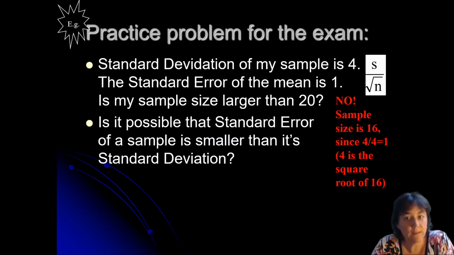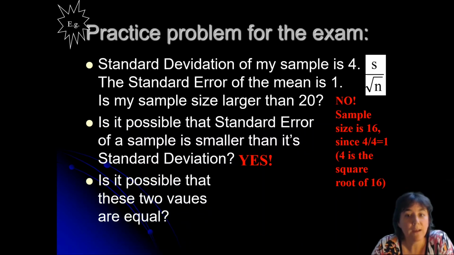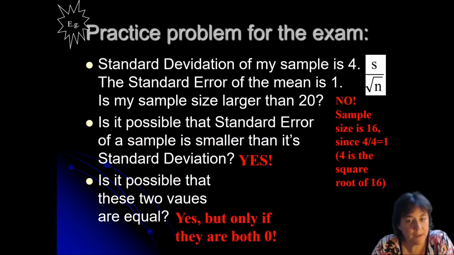Is it possible that the standard error of a sample is smaller than its standard deviation? Of course, in most cases it's smaller, and we've seen that in the previous example. That brings up the question, is it possible that these two values are equal? Yes, on a very peculiar occasion, if they're both 0. Other than that, it's always the standard error of the mean which is smaller.